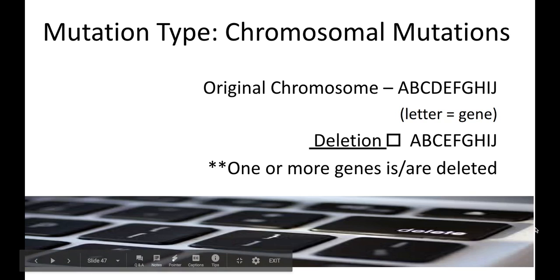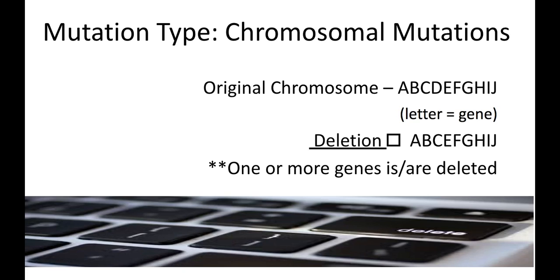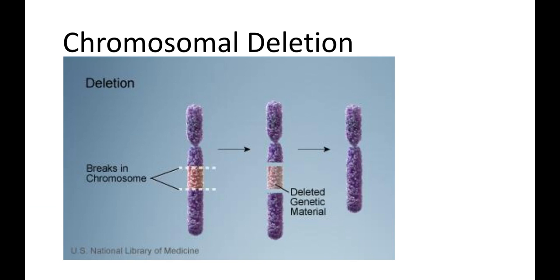So here's my original chromosome. I just showed it as letters of the alphabet, so A, B, C, D, E, F, G, H, I, J. So each letter is a gene. So a gene is a small segment of DNA. So deletion for a chromosomal mutation would be deleting a full gene, so a full protein that my body is coded for. So deletion, I'm deleting one or more genes, which can be very harmful.